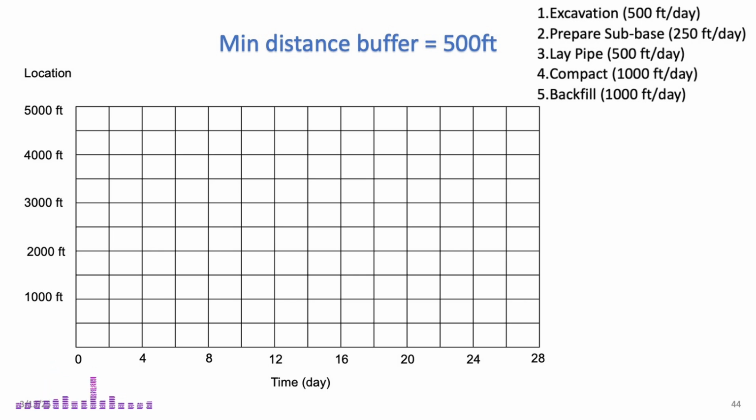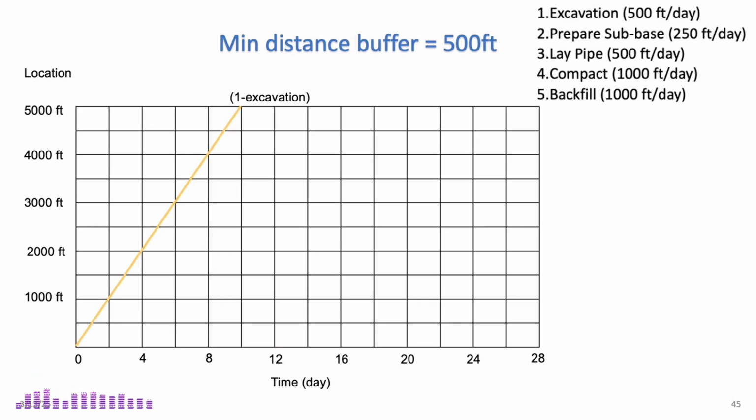First, let's set up a time-location diagram for our linear schedule. In this setup, time is represented on the horizontal axis in days, while location is shown on the vertical axis in feet, reaching a maximum of 5,000 feet. Each column represents a 2-day period, and each row corresponds to 500 feet of progress.